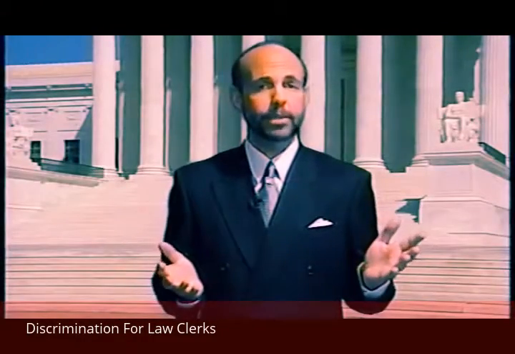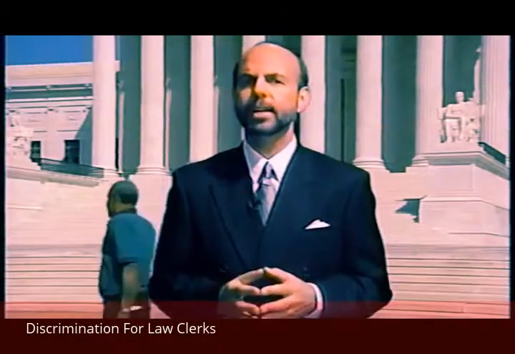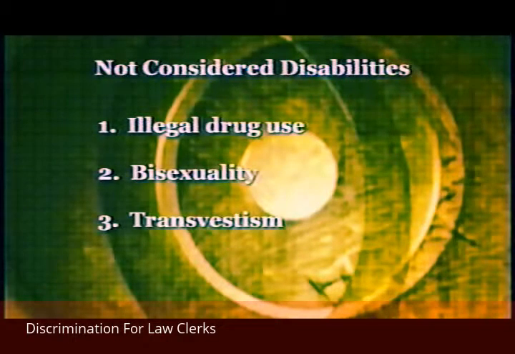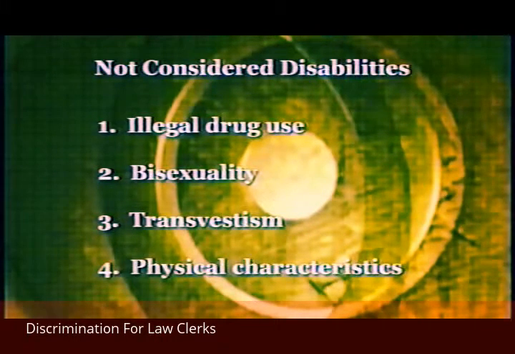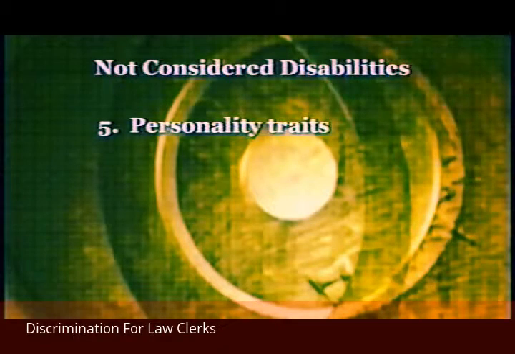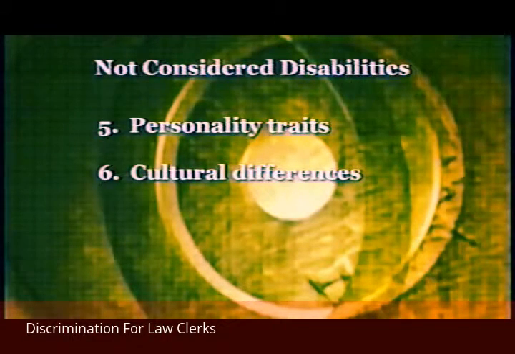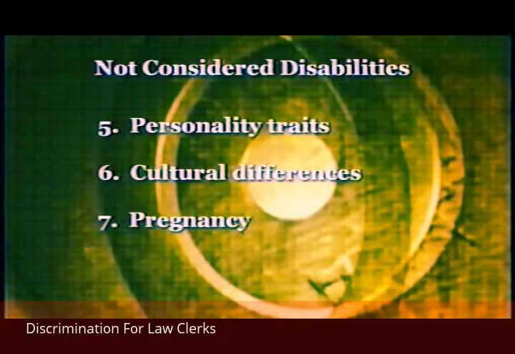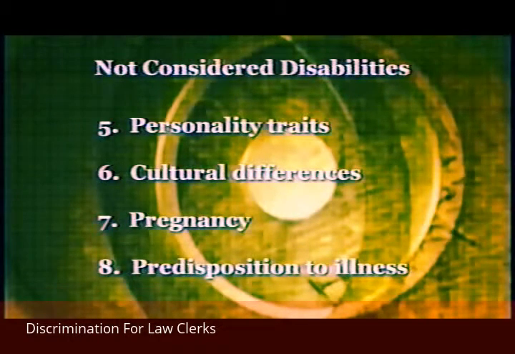The impairment can be physical or mental, but the statute does not cover some things. Illegal drug use is not covered, and there are statutory exclusions such as bisexuality and transvestism. Those are listed in Title V of the statute. The EEOC has said physical characteristics, personality traits, and cultural differences are not disabilities. Also, pregnancy is not a disability, nor is simple predisposition to sickliness or illness. To qualify as a person with a disability under the ADA, a plaintiff must prove that it substantially limits them in a major life activity.